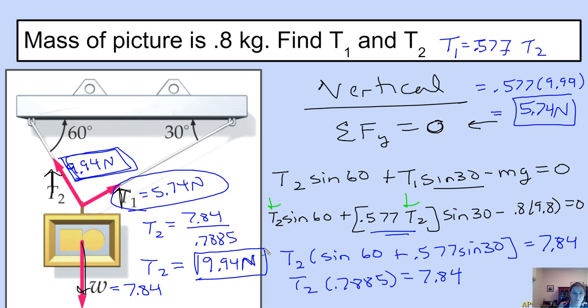But that is how you do equilibrium problems. Set up horizontal and vertical columns, get a system of equations, solve for what you don't know. Hopefully that makes sense, and we'll be practicing that in the next couple days. Warnings are watch your plus and minus signs and make sure you're in degrees.